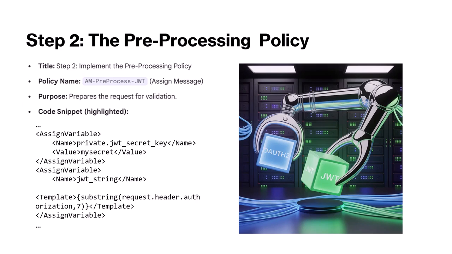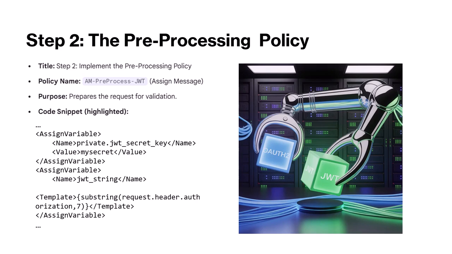First, it securely sets our secret key, in this case the simple string my secret. This is the secret key. I just wanted to keep it simple, so that's why I chose a small key length. I put it into a private variable, private.jwt_secret_key, and the assigned variable name is pure JWT string.